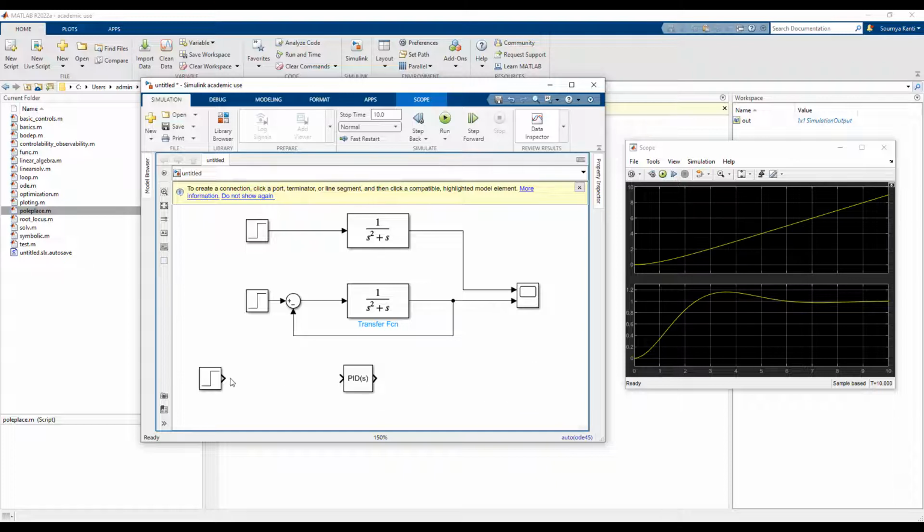So this was just a quick thing. Suppose I also want to control the system. I'll make a copy of the whole system.